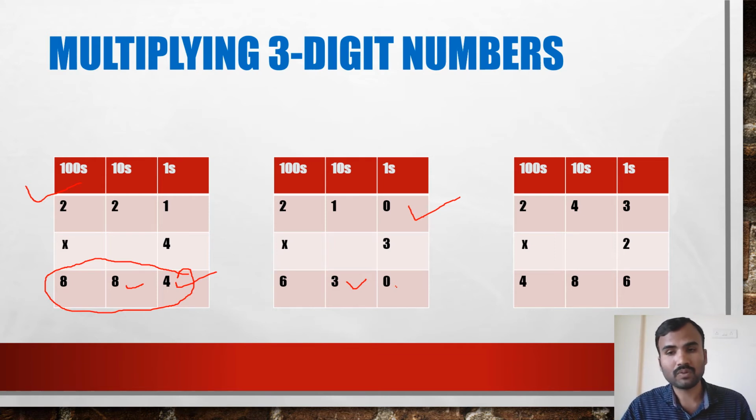243 into 2. So first you multiply 2 into 3. First you multiply these two numbers. 2 into 3, 2 3s are 6. And now multiply 2 into 4. 2 4s are 8. Then 2 2s are 4. Okay. So the product is 486. You got the product? 486. So in this way, dear children, you have to multiply the three-digit numbers.